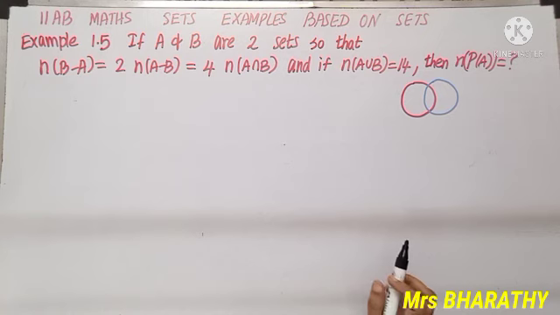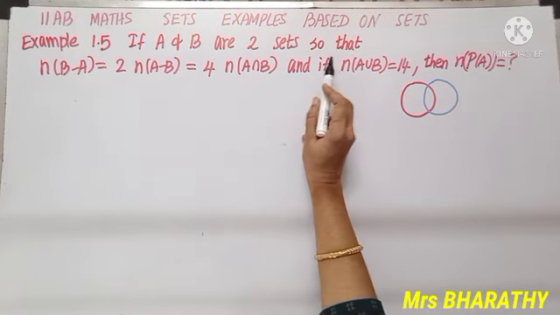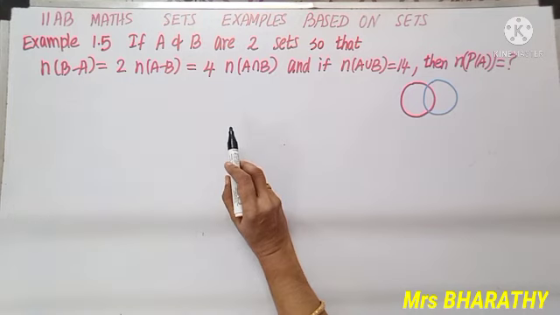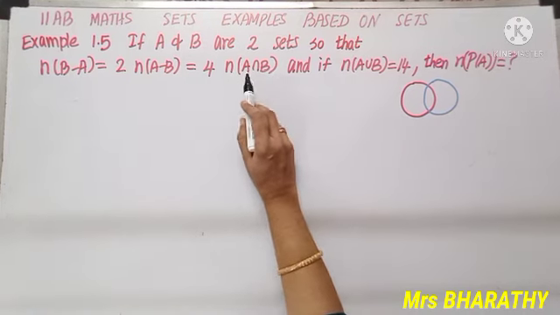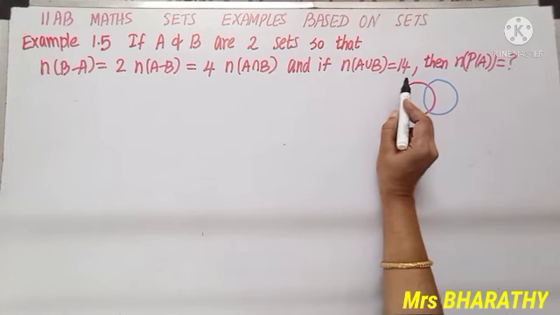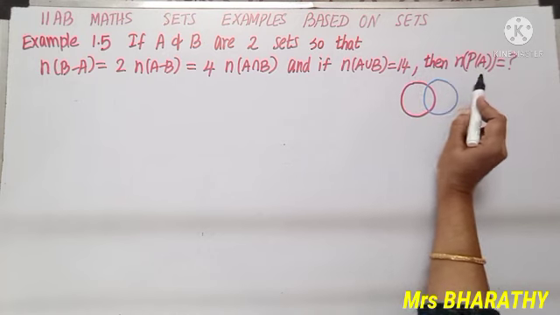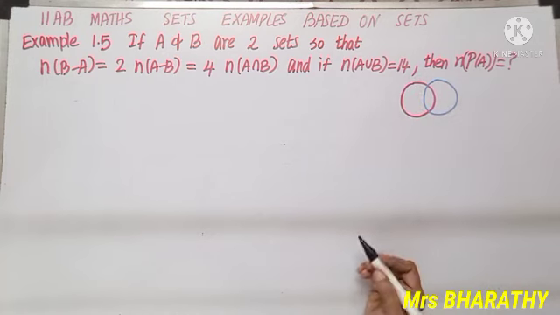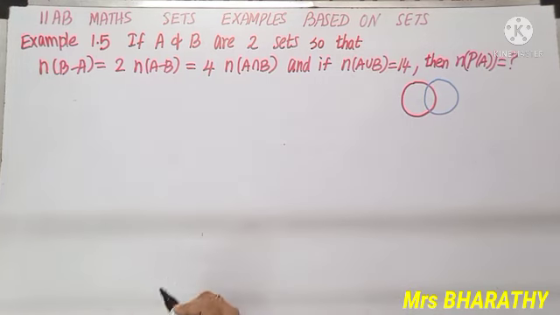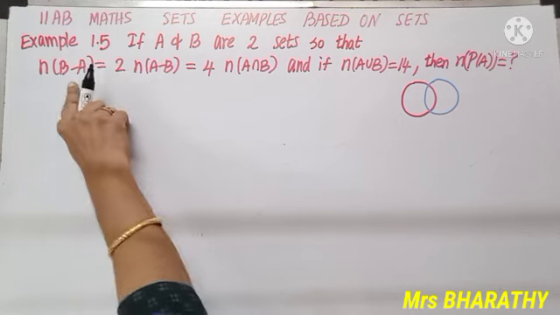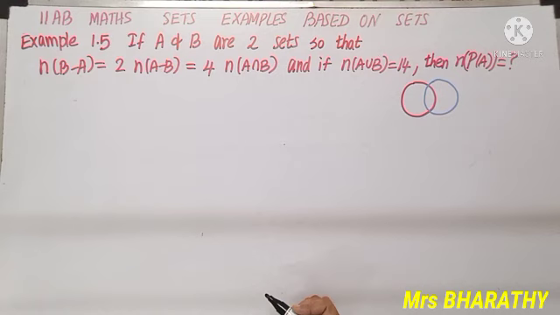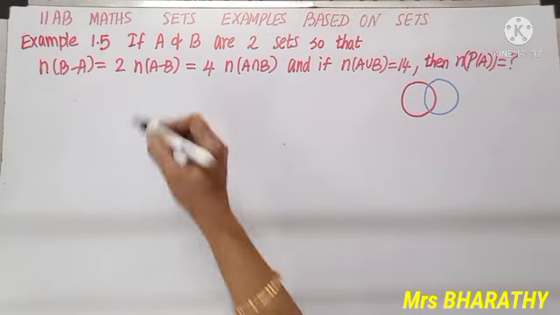Example 1.5. If A and B are two sets, so that n of B minus A is 2 times n of A minus B, which is 4 times n of A intersection B, and if n of A union B is 14, then find n of power set of A. Look at the values given in the question. It has A minus B, B minus A, A intersection B and A union B. Let us see the relation between all this.